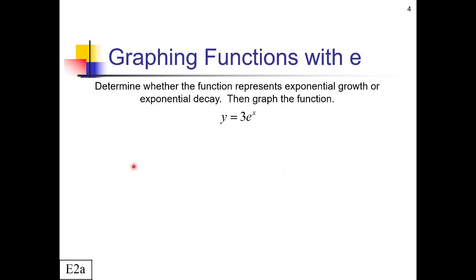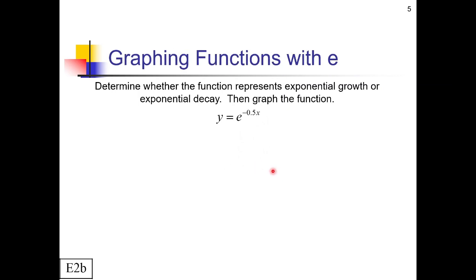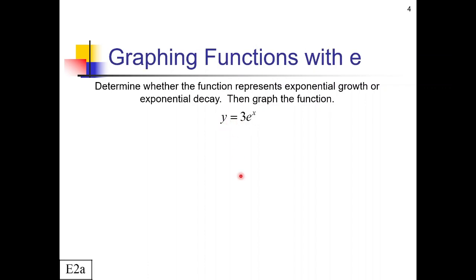For the next couple problems, we're going to do a little bit of graphing. We want to first determine whether this function is exponential growth or decay, and then graph it. So pause the video and see if you can graph this first one. In fact, see if you can graph the next two of these. So the next one is this one right here, y equals e to the negative 0.5x. So there's nothing really different from what we did in the last lesson with graphing. So pause the video and give both of those a shot.